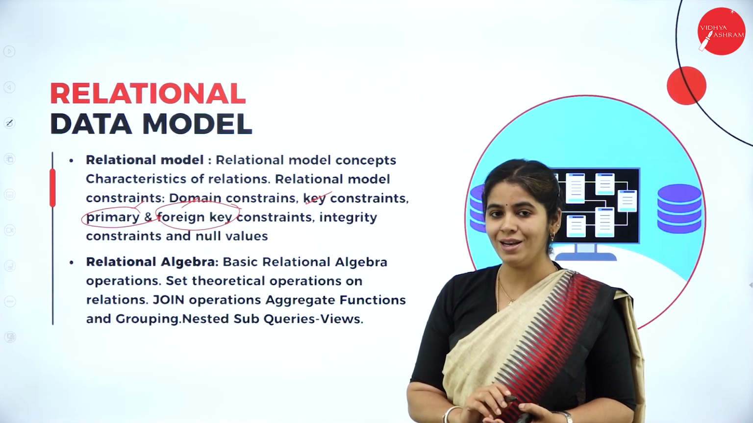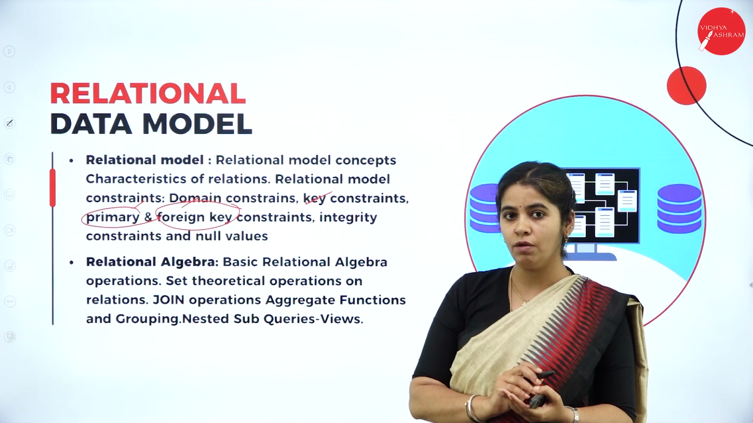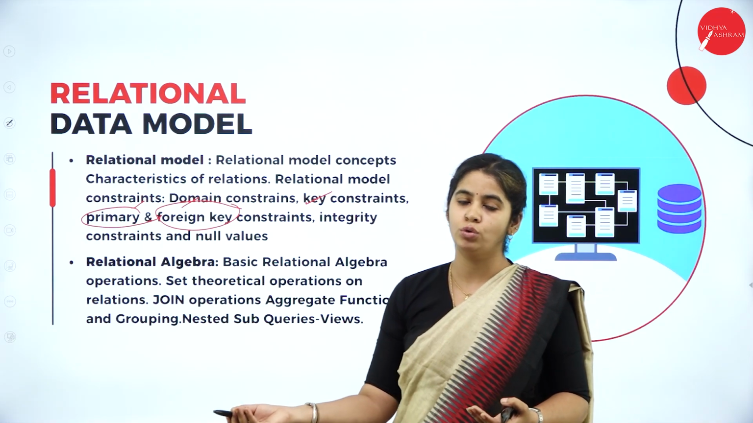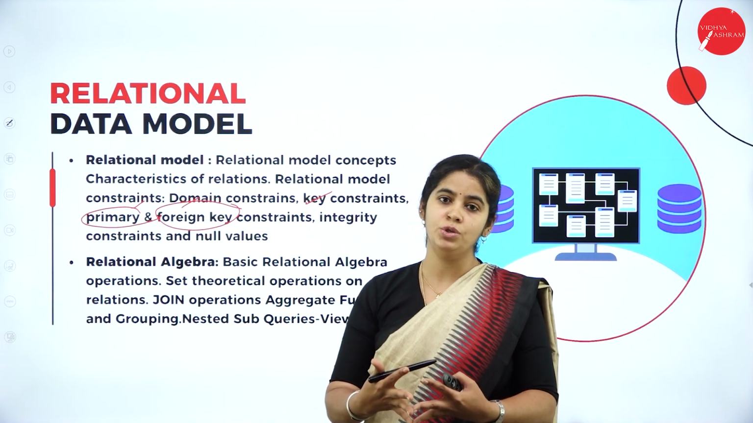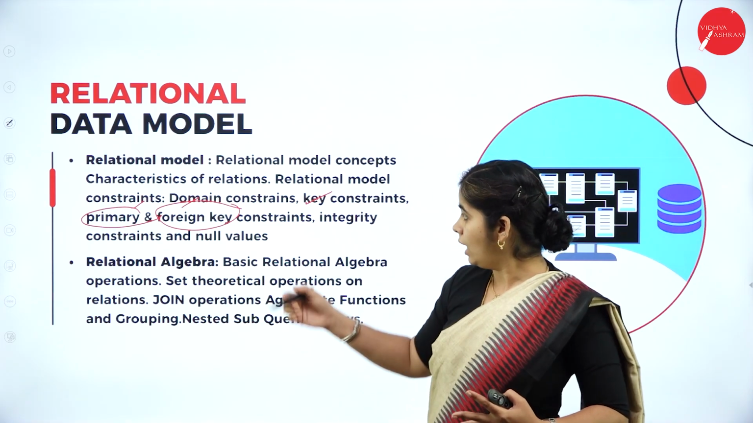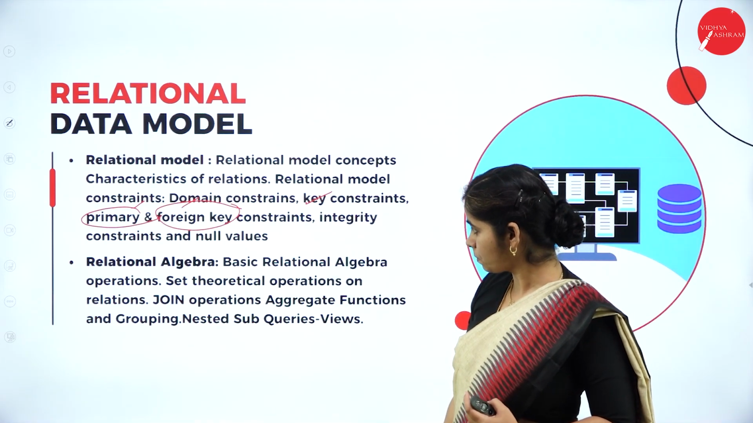Okay, how are we relating the data? Using the primary key. Primary key of the one table should be related to the primary key of the other table. Then only we can build the relationship between two tables. That is what we are studying in this particular chapter.